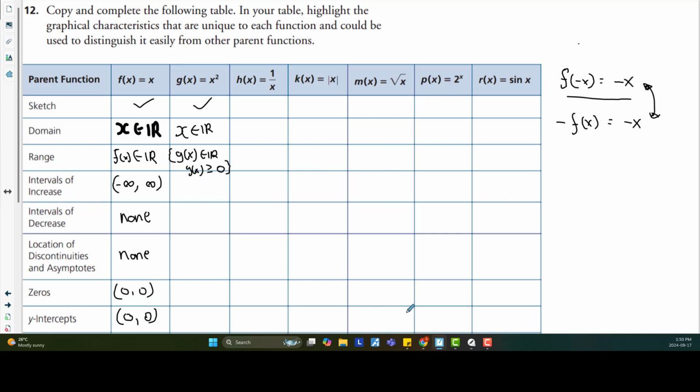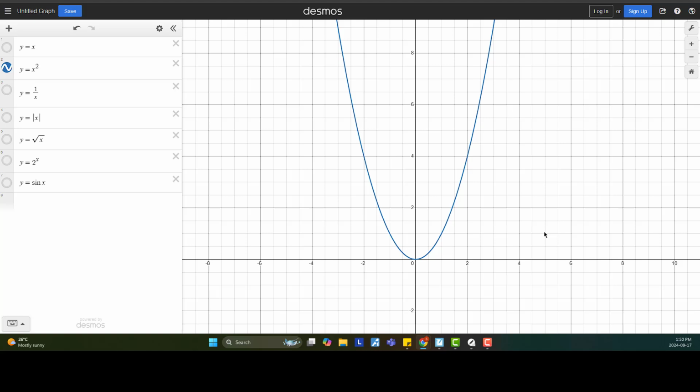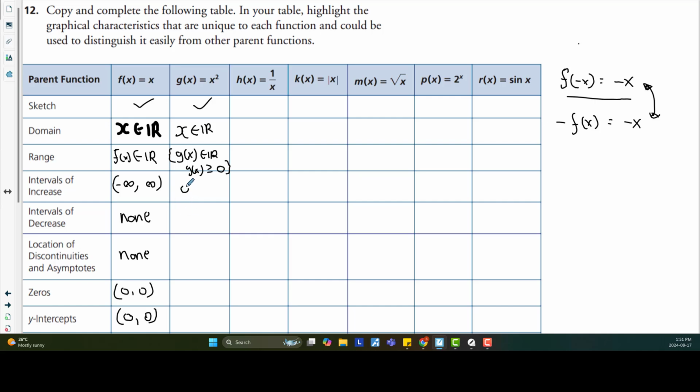Anyways, intervals of increase. So let's take a look at this graph here. When is this function increasing? Meaning, when does this function have a positive slope? If you take a look at this, clearly it's rising, so there is a positive slope. But if you start from the left here, it's going down. So that's not really a positive slope. So at what point does the positive slope start? And it starts at the vertex, so in this case 0, 0. So from 0 to positive infinity, we have a positive slope. So that's my intervals of increase.